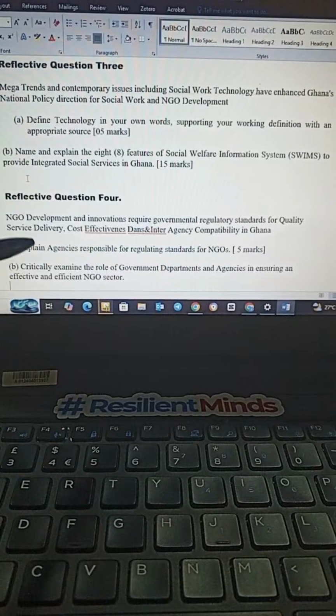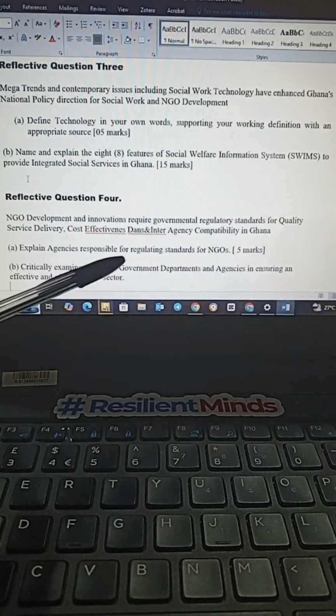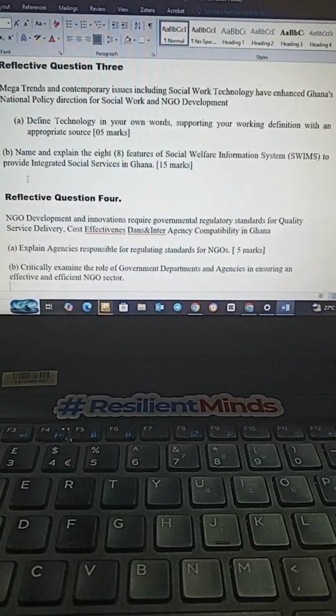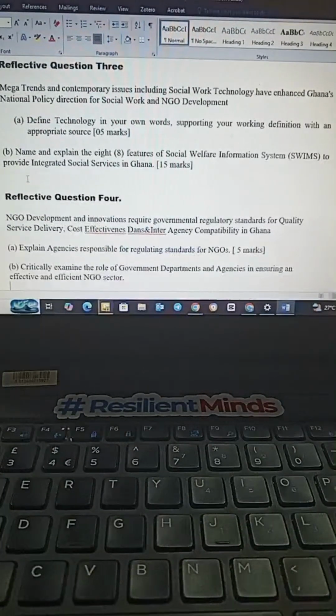So this one too, he said we should explain agencies responsible for regulating standards for NGOs. I know he taught you guys that there are about 4 agencies responsible for regulating NGO standards. Now we have the Office of the Registrar General. So the Office of the Registrar General is one agency.